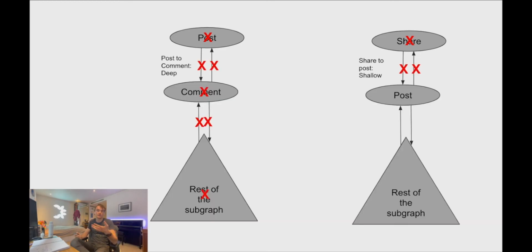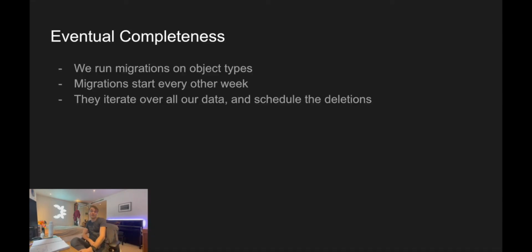So here we have a post and a comment, which is dangling. So we delete the side of the graph if it exists. And then if the assoc is shallow, we just delete the assoc. We run migrations on every object type. The migrations start every other week, and they iterate over all of the data that Facebook owns, and then schedule deletion for whatever data needs to be deleted retroactively.